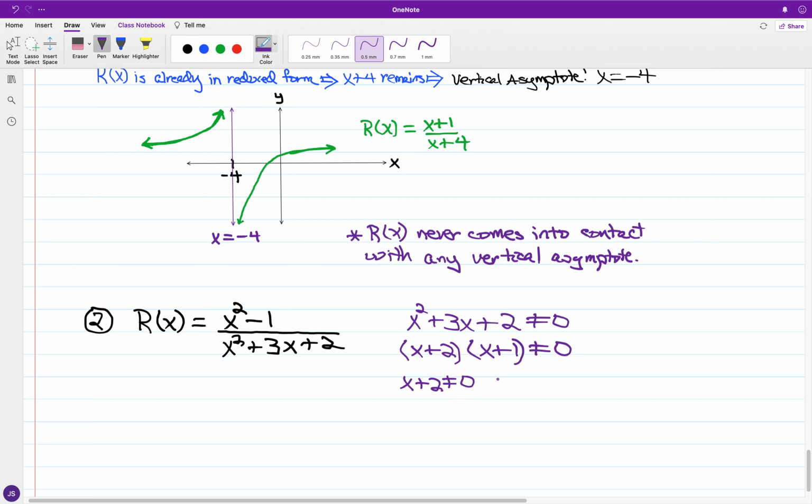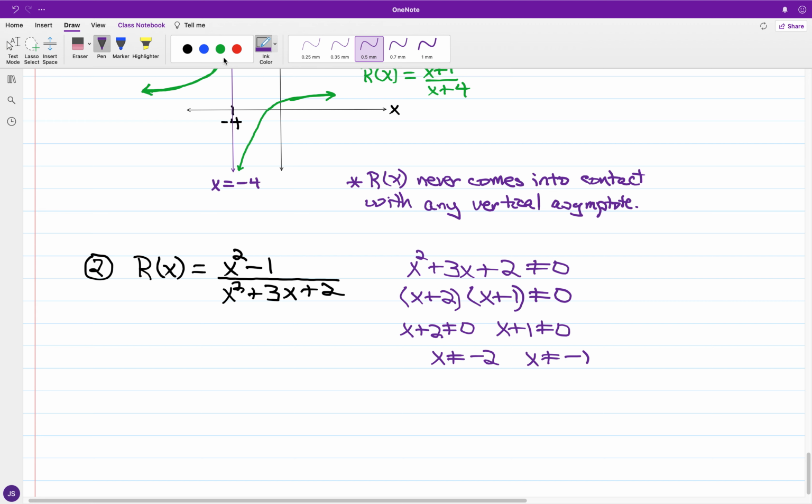So we have x plus 2 cannot be 0. Then we have x plus 1 cannot be 0. So we have two exclusions from the domain. So x cannot be negative 2 or negative 1. So with the domain, you're leaving out negative 2 and negative 1.